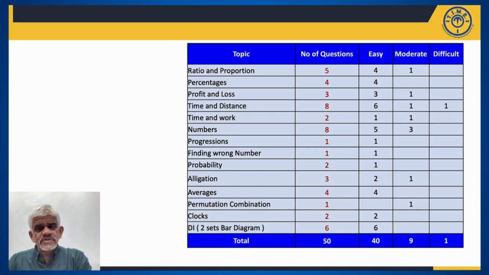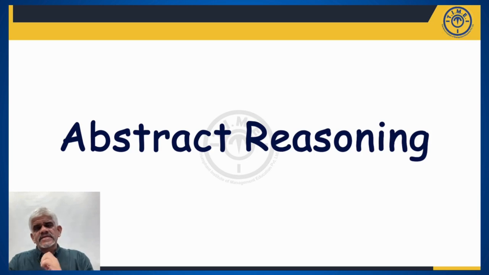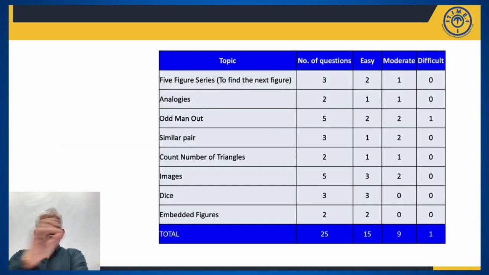Let us move on to the next section, that is abstract reasoning. So let us have a look at the breakup. As expected, there were 25 questions, out of which 15 were easy and 9 were of moderate difficulty level. Only one question was rated as a difficult question. So in my opinion, one can attempt 17 to 18 questions comfortably in 20 minutes without making any error.